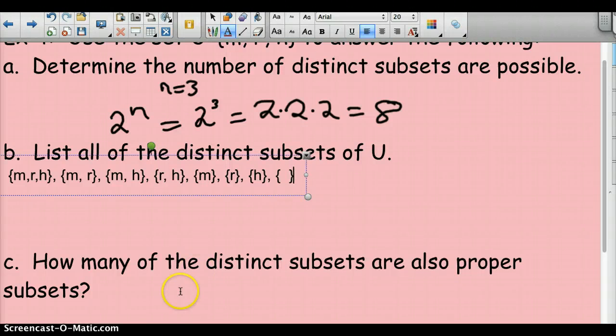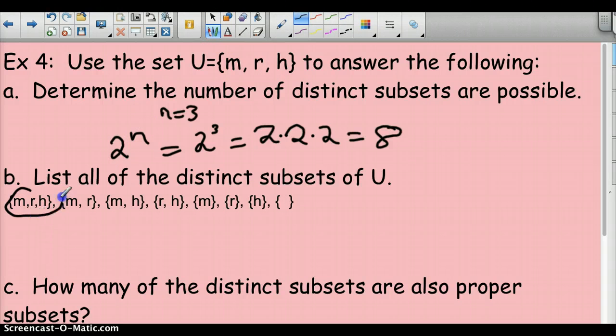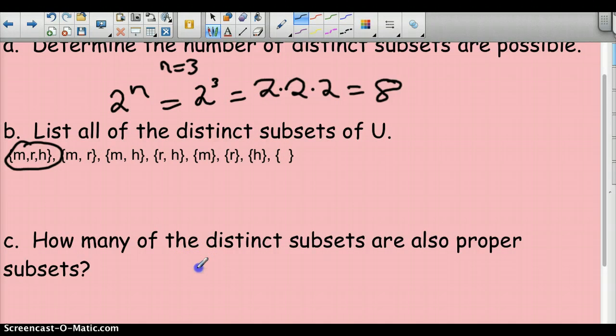Final question, how many of these distinct subsets are also proper subsets? Well, if you remember, proper subsets meant that they were subsets but they weren't equal. So I'm going to look here and say how many of these are actually equal to my original set. Well, as I look at my original set, I only see one of them, this one located right here, that is actually equal to it. Therefore, it can't be a proper subset. All the rest of them can. Well, as I count, there are a total of 7 other subsets here. Therefore, there are 7 distinct subsets that can also be proper subsets.